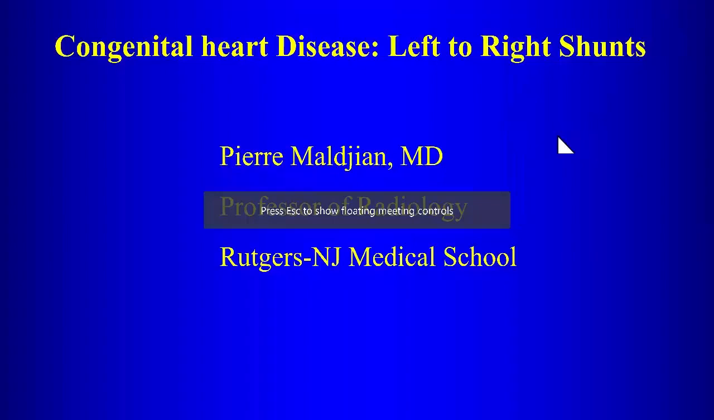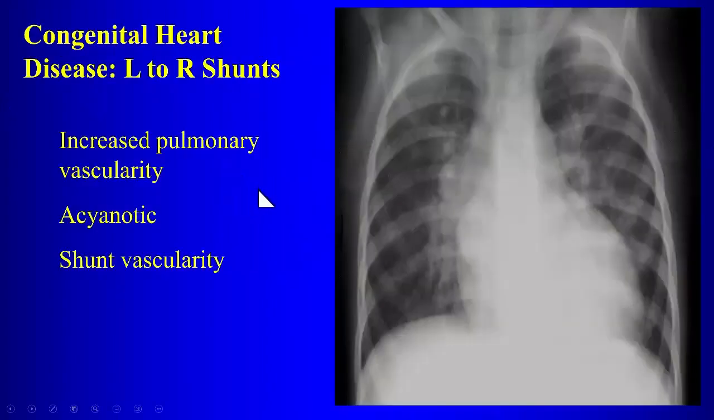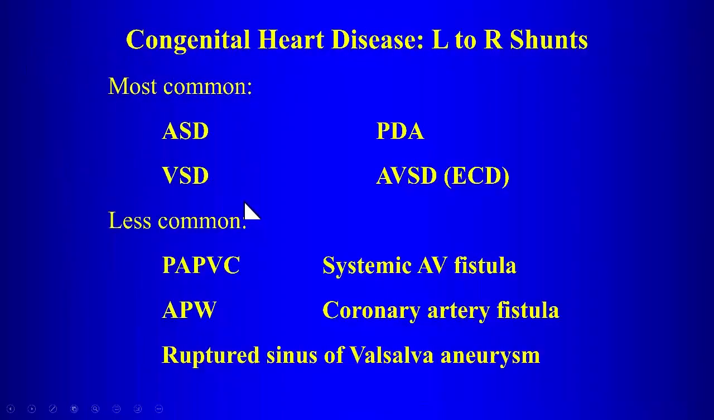All right, so today we're going to discuss left to right shunts. This is the diagnostic set of increased pulmonary vascularity. Remember, in congenital heart disease, we always start with the pulmonary vascularity. Patients are acyanotic, so you're in the category of shunt lesions or left to right shunts.